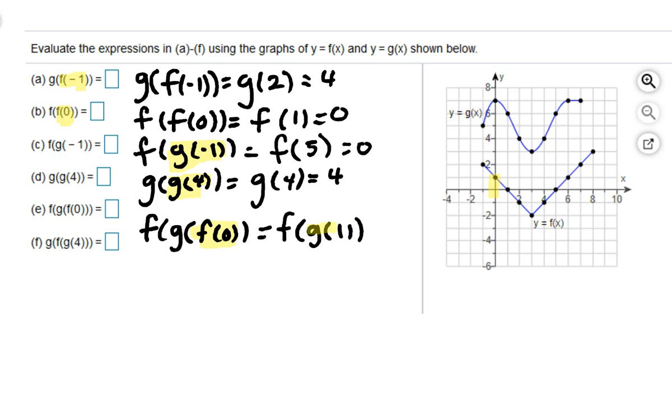So still working on the inside, we're going to do g of 1. From an x value of 1, we go up to the graph of g, and we get a y value of 6. g of 1 is 6. Now f of 6. X value of 6, go up to the graph of f, and we get a y value of 1. f of 6 is 1. So f of g of f of 0 is 1.